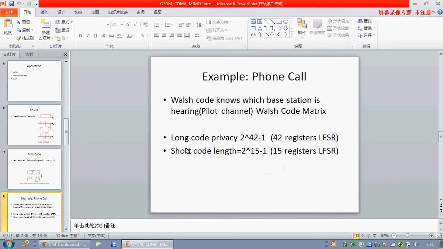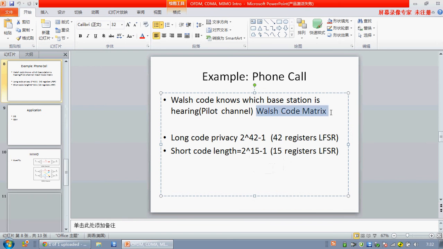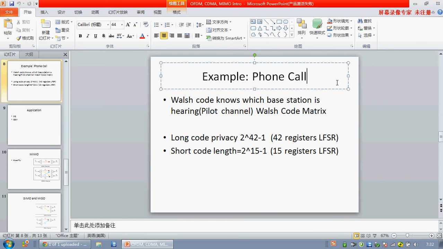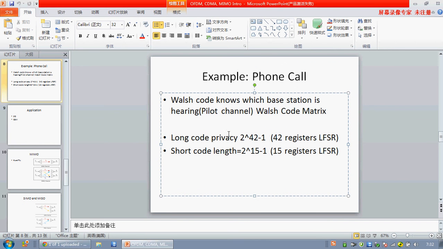So let's give an example. When you want to make a phone call, you start with the Walsh code, which is like a title to tell which base station is being heard. Usually we use a Walsh code matrix, which inside the matrix is all orthogonal. Pretty good. The reason we want to do it is we want to make the accuracy exact, to be the exact station you are hearing.